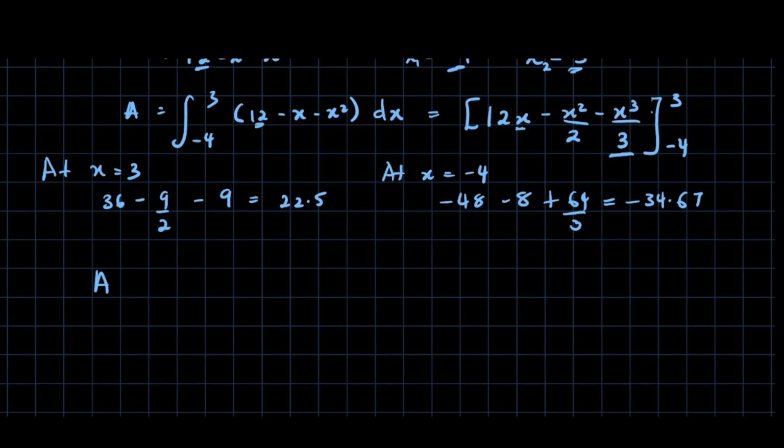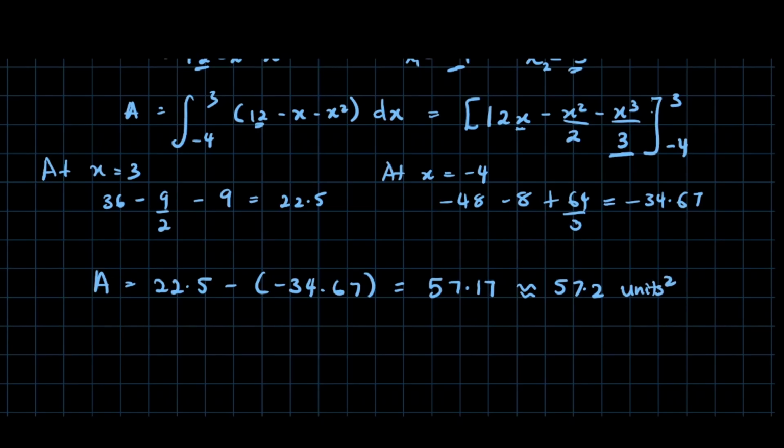The area will of course be equal to 22.5 minus minus 34.67. That's 57.17, approximately 57.2. This is our final answer, in units squared.